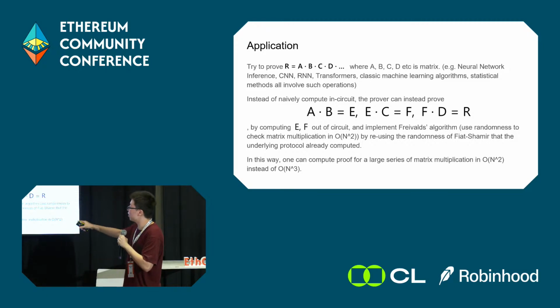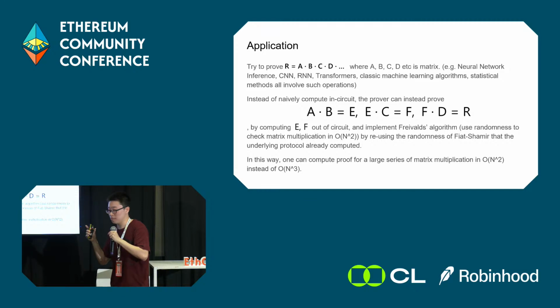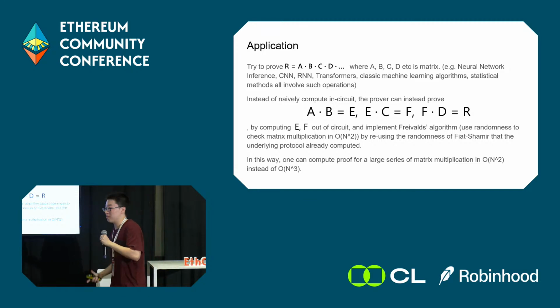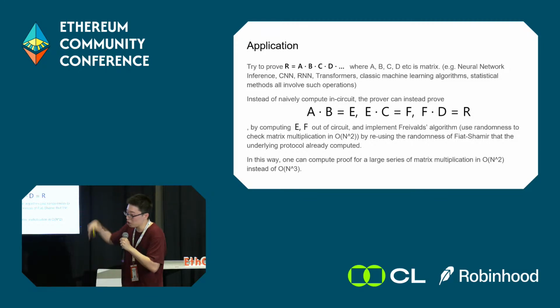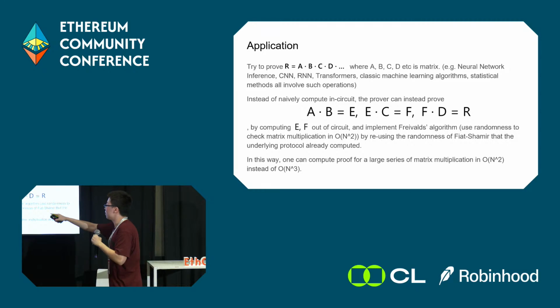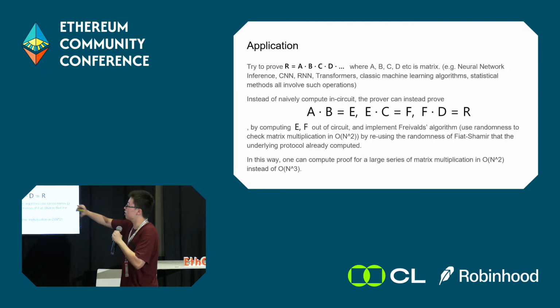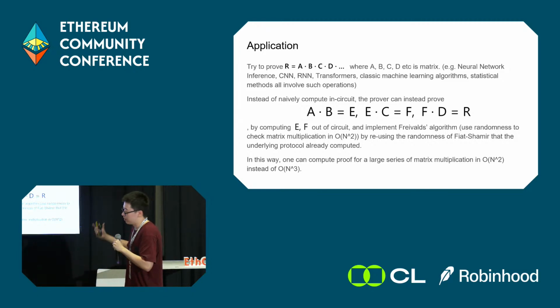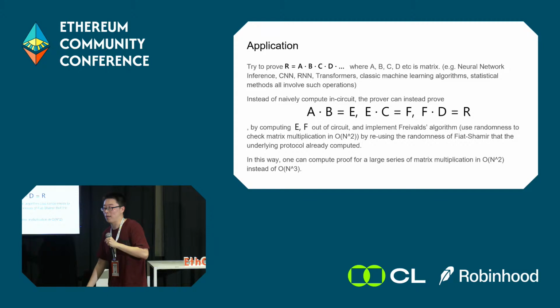And then implement a randomized algorithm to check the matrix multiplication is indeed correct in the circuits, and we can reuse the randomness of the Fiat-Shamir that the underlying protocol has already computed and that exists for free, so that we can prove this. So we have finished proving this large series of matrix multiplications in O(n) squared time instead of the naive way, maybe not O(n) squared, but still larger than O(n) to the power of 2.